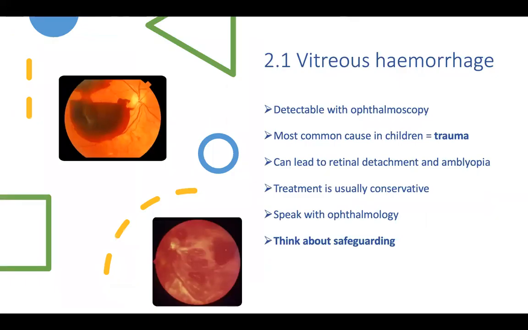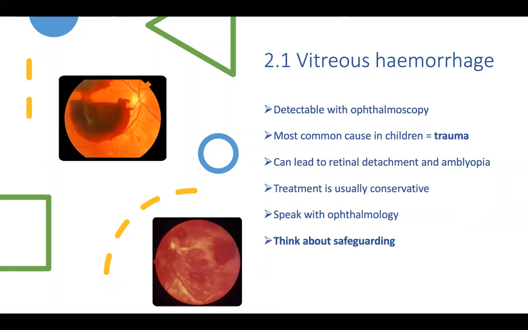Vitreous hemorrhage is detectable with ophthalmoscopy. The most common cause in children is trauma. The lower image on this slide is an example of shaken baby syndrome. Vitreous hemorrhage can lead to retinal detachment, which is an ophthalmic emergency, and also amblyopia, which we will cover later in this presentation. Treatment is usually conservative, but may require surgical vitrectomy.